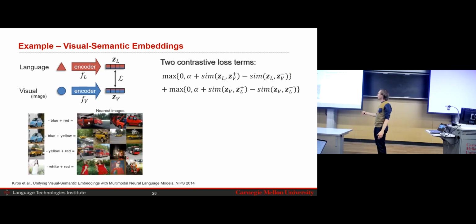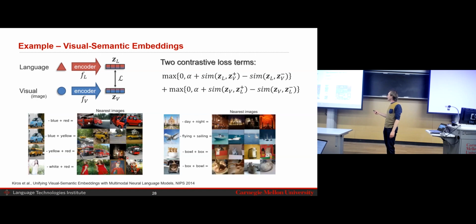They do a blue car minus blue plus red, and then they get red car. This was the aha moment for me. This was like, okay, really cool. And this was one of Roslin's papers, Roslin here at CMU. They did the same for different colors, but also for day and night.